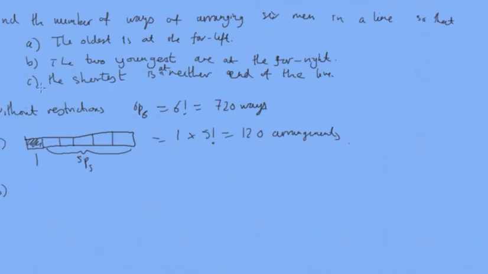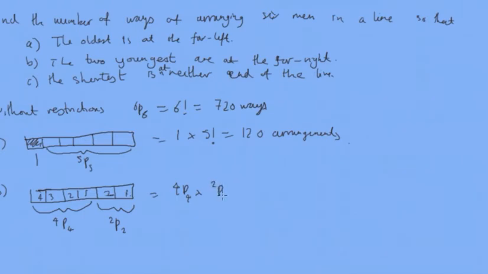Now B, the 2 youngest men at the far right. So again, let's think about the far right. So here we have these 2 men here, 1 and 2, and they can be swapped round between their positions. So there's 2 ways of arranging these 2 men, and on the rest, 1, 2, 3, 4 men here, these can be arranged in 4 factorial ways. So here we have 4 factorial times 2P2, which is 4 factorial times 2 factorial, which is 48 arrangements.